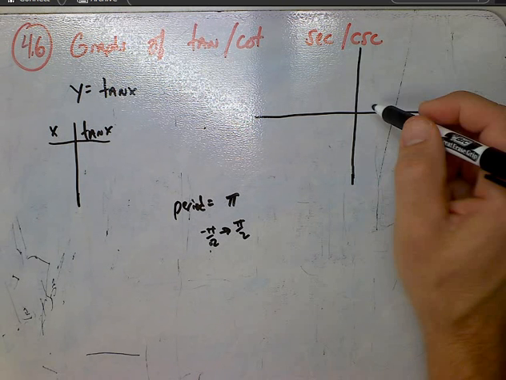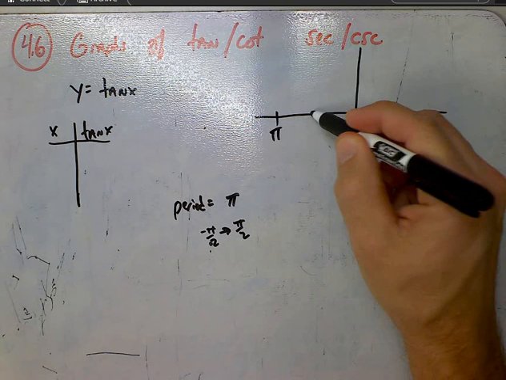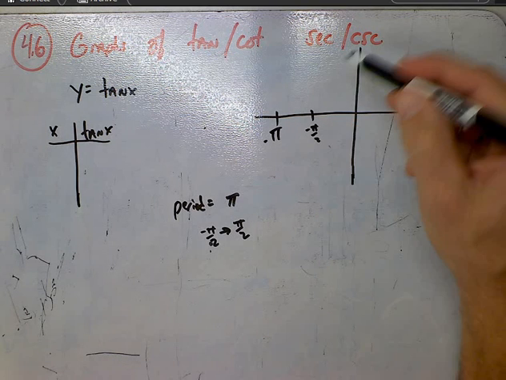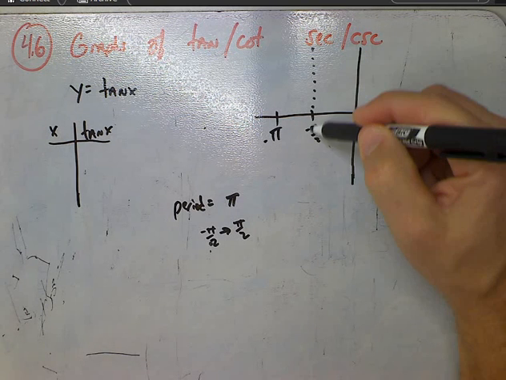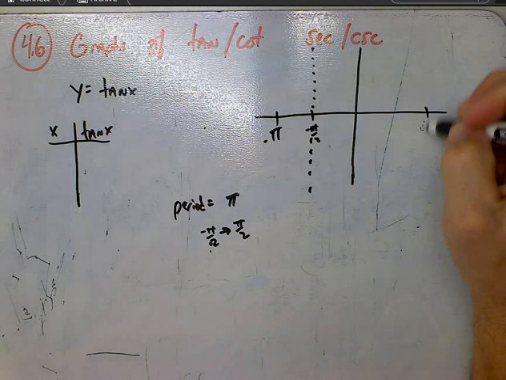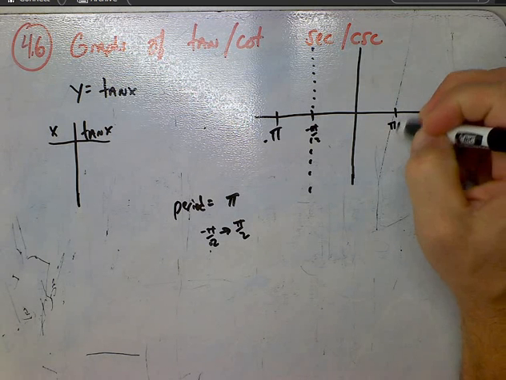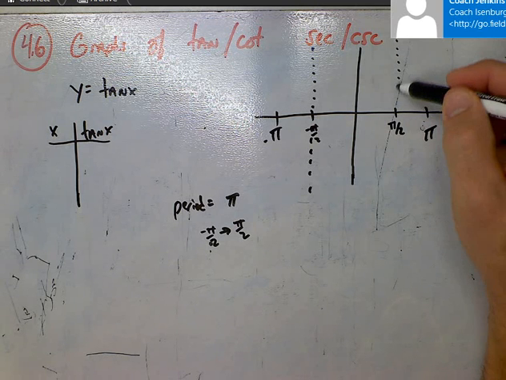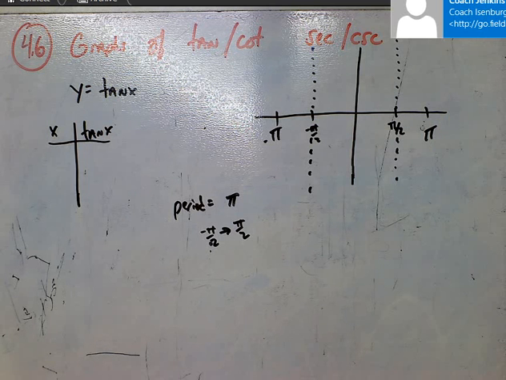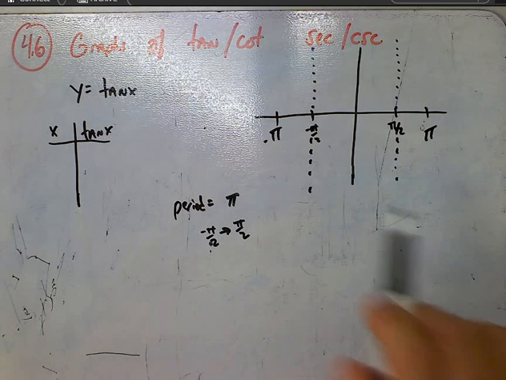And so there's pi, there's negative pi over 2. There's going to be an asymptote at negative pi over 2, and another asymptote at pi over 2. So those are two consecutive asymptotes. So one period is in between those two asymptotes.